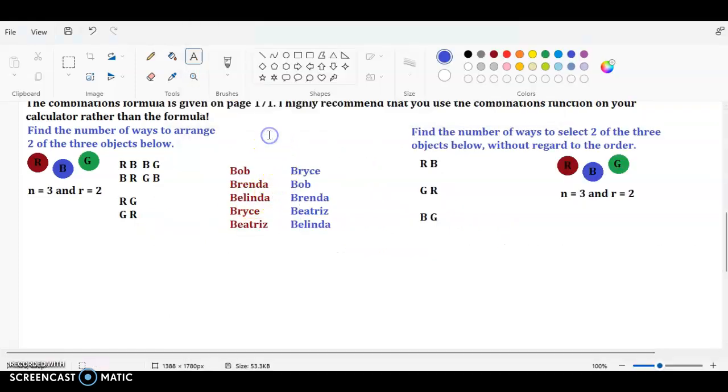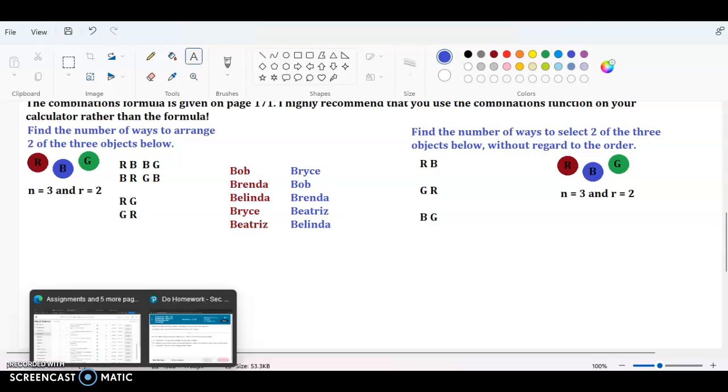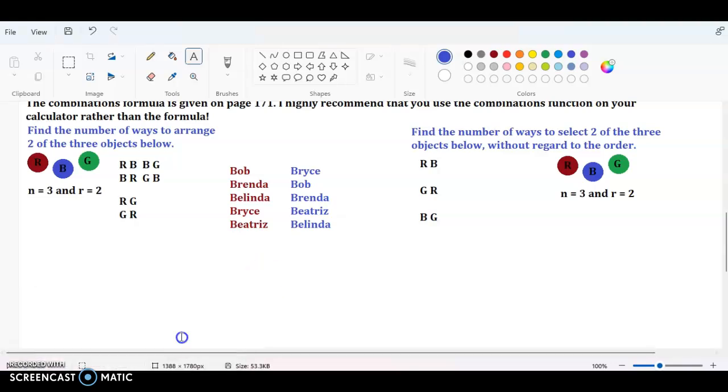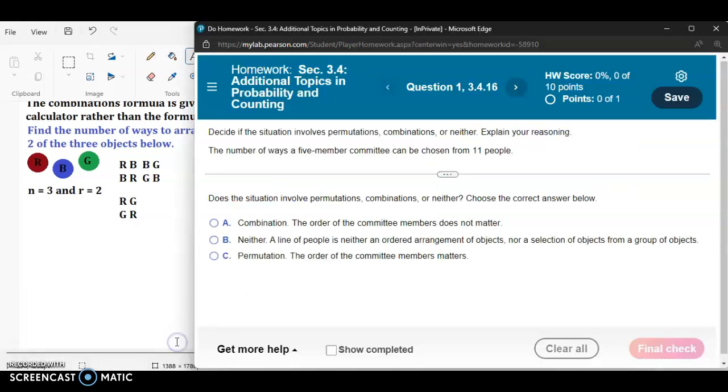So let's consider these 5 individuals. Let's say that Bob, Brenda, Belinda, Bryce, and Beatrice are selected on the committee. If I rearrange the names on this list, so Bryce, Bob, Brenda, Beatrice, Belinda, is that still the same 5 people? And the answer is yes. So you can quickly figure out that if I rearrange the names on this list, it's still the same 5 people. It's still the same committee. So when you answer this question, you would select the best answer choice based on your observation.